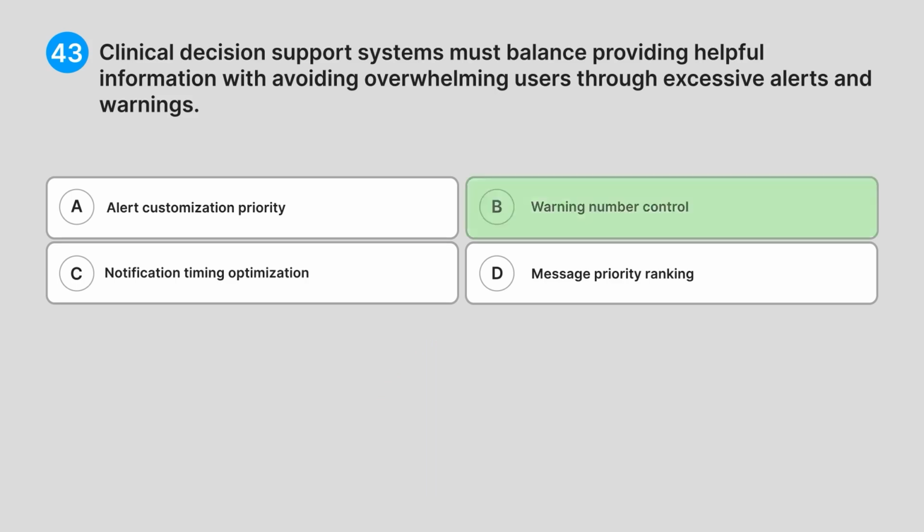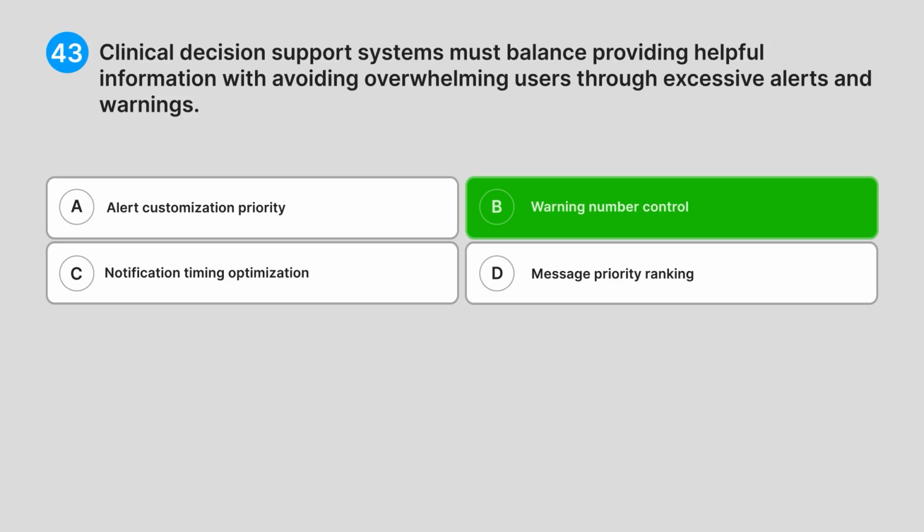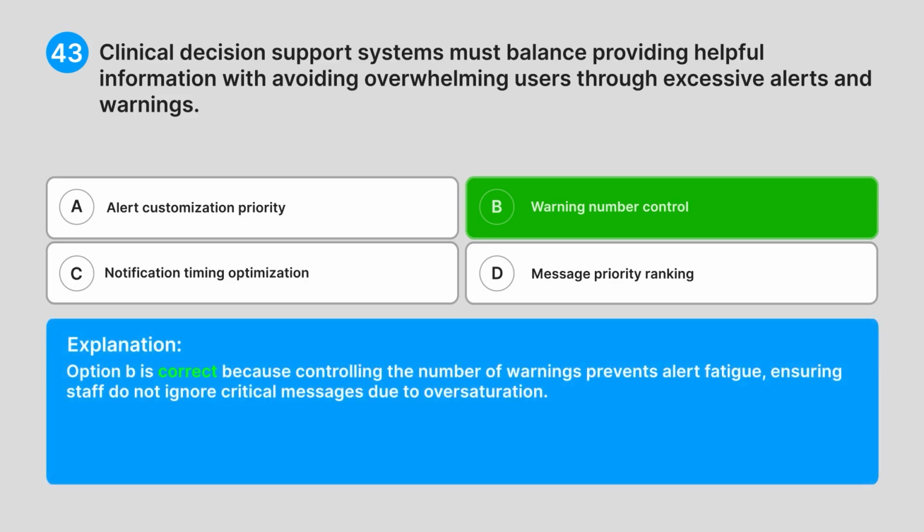Correct answer, B. Warning number control. Explanation. Option B is correct because controlling the number of warnings prevents alert fatigue, ensuring staff do not ignore critical messages due to oversaturation.